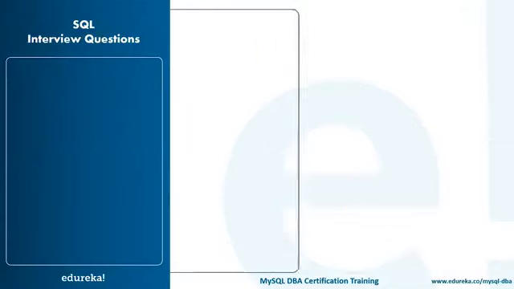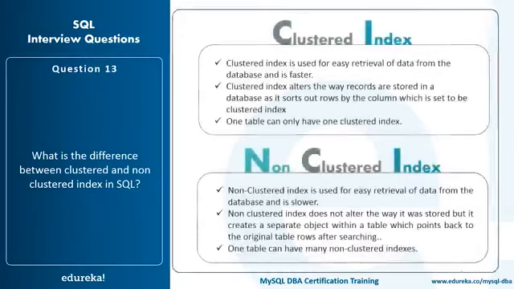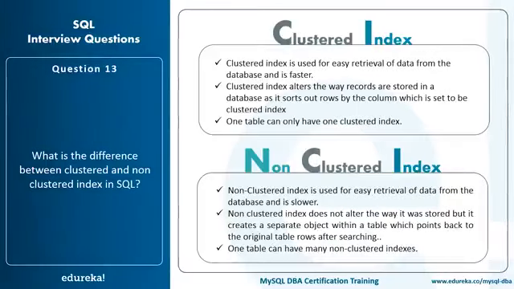Now let's move forward to our next question, that is, what is the difference between the clustered and the non-clustered index in SQL? The clustered index is basically used for the easy retrieval of the data from the database and is faster than the non-clustered index. The clustered index alters the way records are stored in the database as it sorts the rows by the column which is set as the clustered index, and only one table can have a clustered index. Coming to the non-clustered index, it is also used for the retrieval of data from the database, but yes, it is slower than the clustered index.